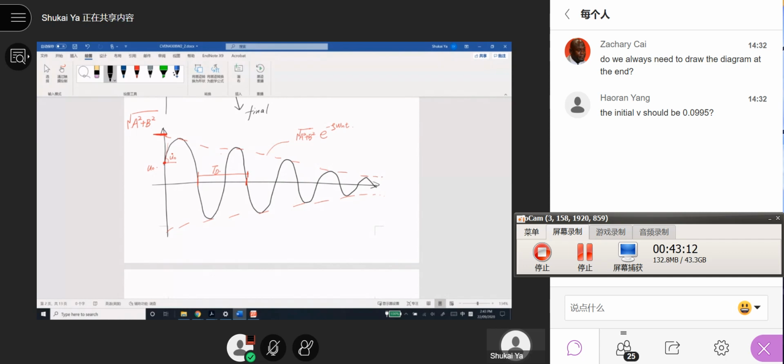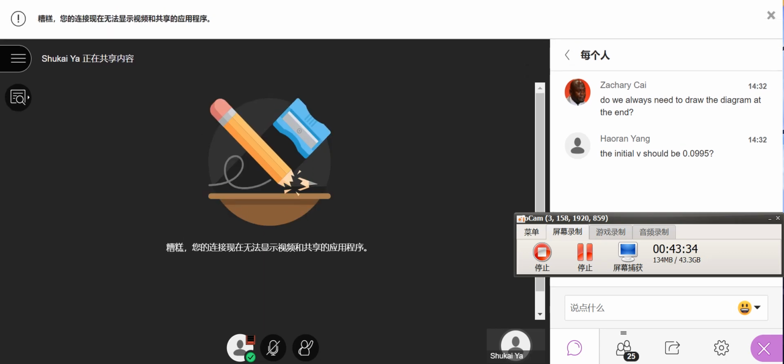And now we give another definition: the peak value for the first vibration period, we call that U1. The second, U2, U3. So Ui is the peak value for the i-th vibration period.